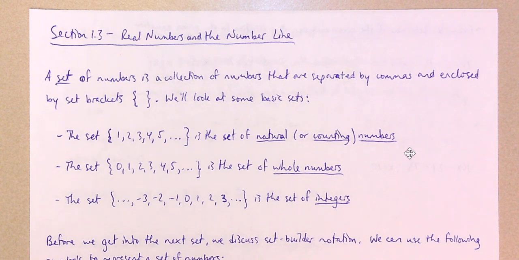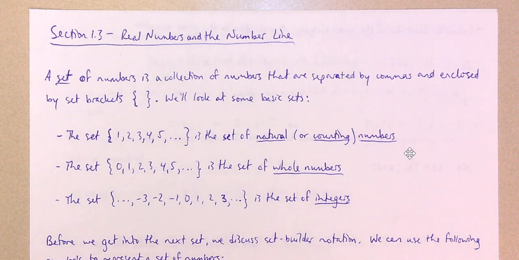So now we're going to look at some basic sets that we're going to talk about in this course and what their names are. The set of numbers beginning with 1 and then going up by 1: 1, 2, 3, 4, 5, 6, 7, 8, continuing so on and so forth. It's called the set of natural numbers or the set of counting numbers. So 1, 2, 3, 4, 5, so on, natural numbers.